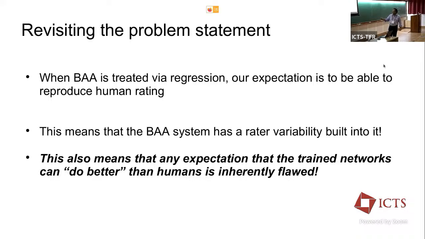So any expectation that the trained networks can do better than humans is out the door. It's just kind of counterintuitive if you think about it, right? A lot of us would like to say, well, you know, there's so much data variability. Can we use a machine learning network to get the right answer, whatever the right answer is?